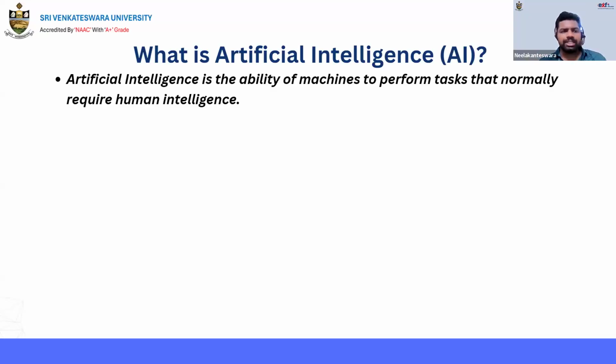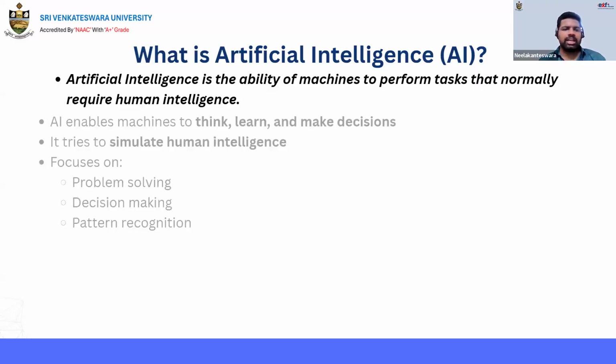That means what humans can do: humans can think, talk, take decisions, and reason. These are all tasks that can be performed by humans. Artificial intelligence gives machines the capability to mimic some specific tasks done by humans. Simply put, it is giving intelligence to machines so they can act like humans.